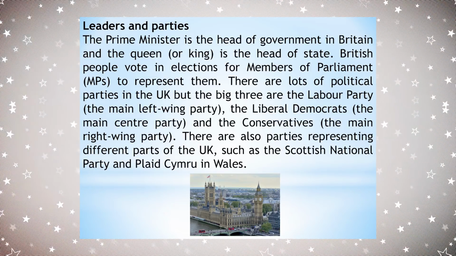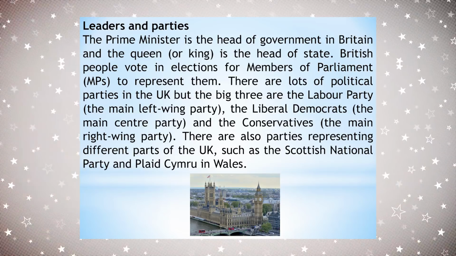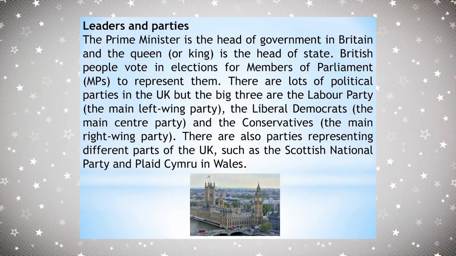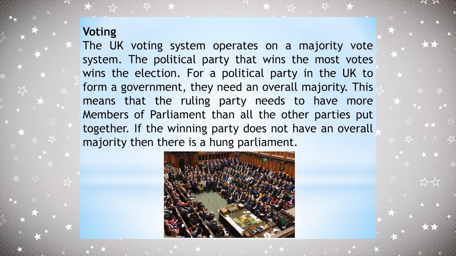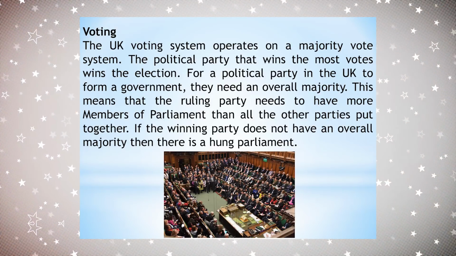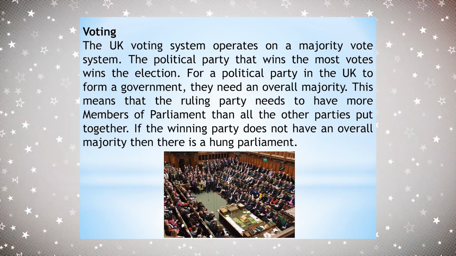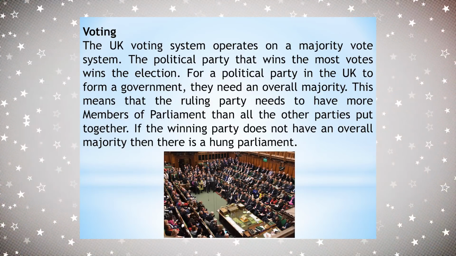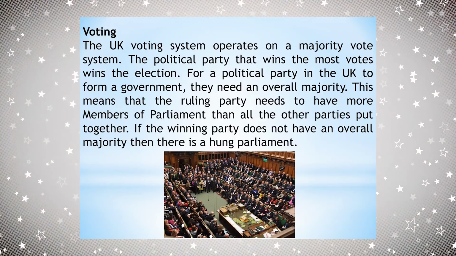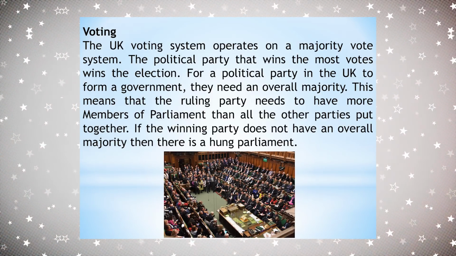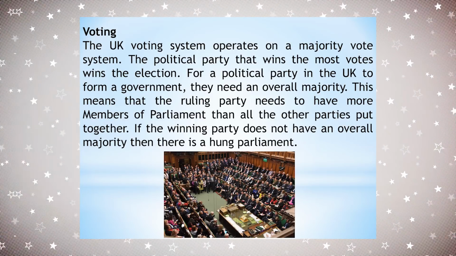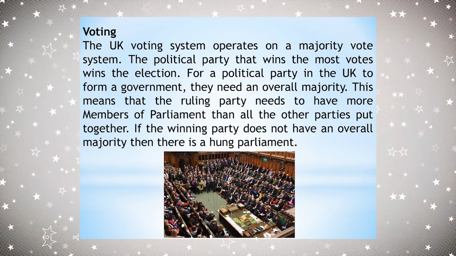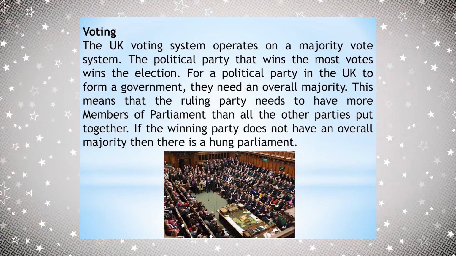There are also parties representing different parts of the UK, such as the Scottish National Party and Plaid Cymru in Wales. Okay. Voting. The UK voting system operates on a majority vote system. The political party that wins the most votes wins the election. For a political party in the UK to form a government, they need an overall majority. This means that the ruling party needs to have more members of parliament than all the other parties put together. If the winning party does not have an overall majority, then there is a hung parliament.